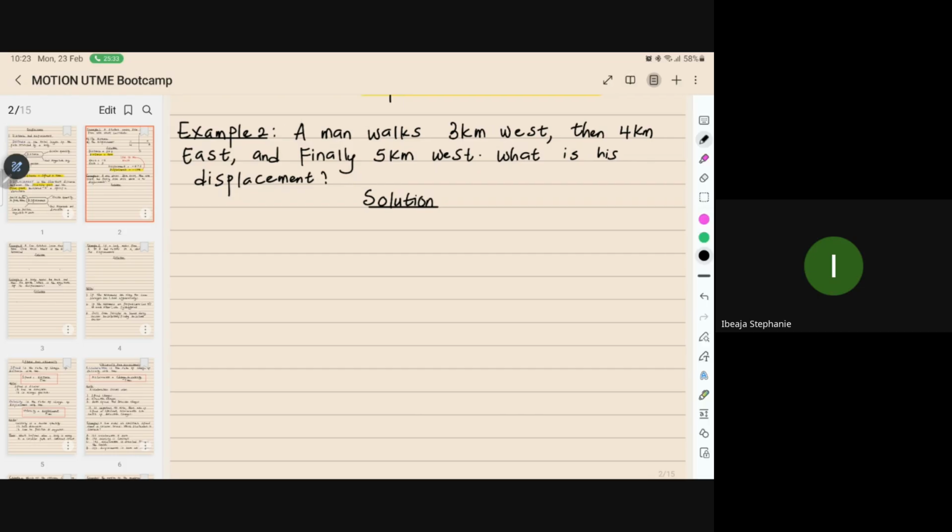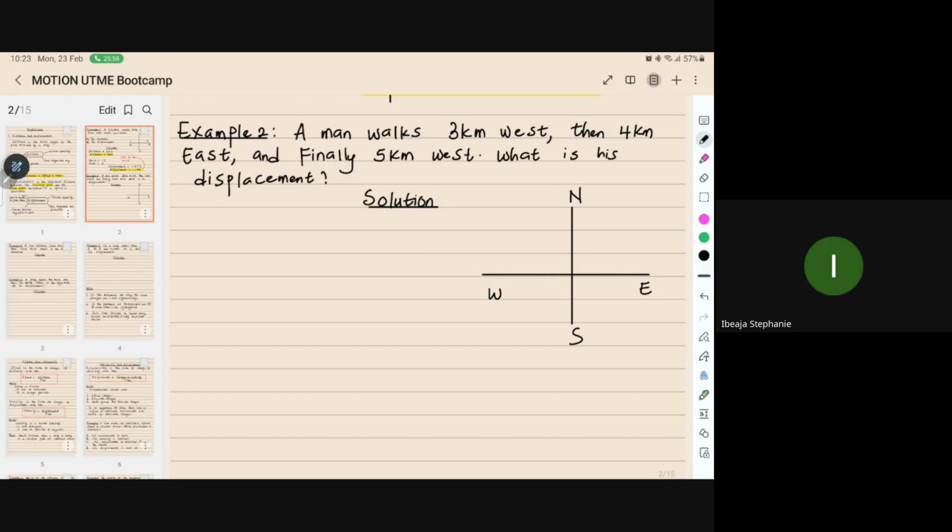So now, but let's see what will happen here. And they said, what is his displacement? Now, remember what I said. Remember your 4 cardinal points. So that's why I said that knowing it with that sign is better because of situations like this, that the person is just walking around. So now, with this case, remember that we have our 4 cardinal points. This is our north, this is our south, this is our east, and this is our west.